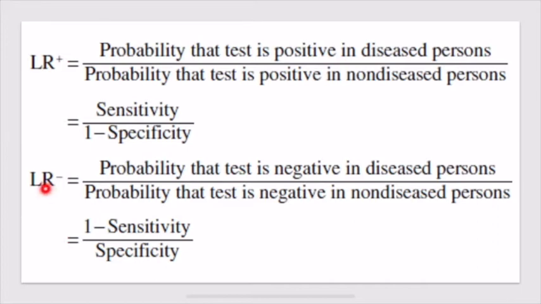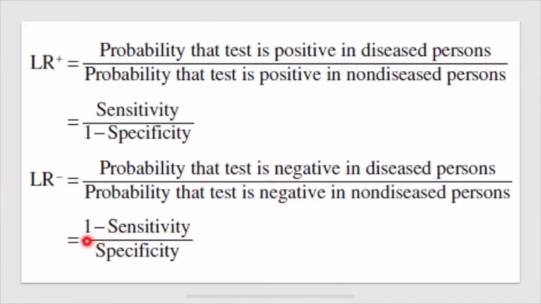Negative likelihood ratio, very similar, of course. It's the probability that a test is negative in a diseased person divided by the probability the test is negative in non-diseased persons. So what we want is a very low negative likelihood ratio, right? If the test is negative, we don't want it in diseased persons. We want positive tests in diseased people. So we're hoping that not very many of the tests are negative with diseased people. And we're dividing that by the probability that the test is negative in a non-diseased person, which is what we want. Okay? So we want a low numerator in this case and a high denominator.